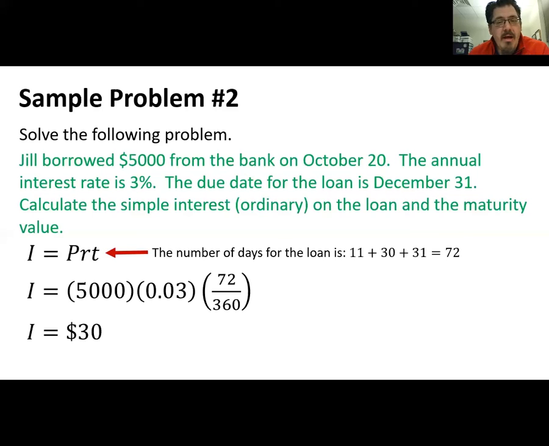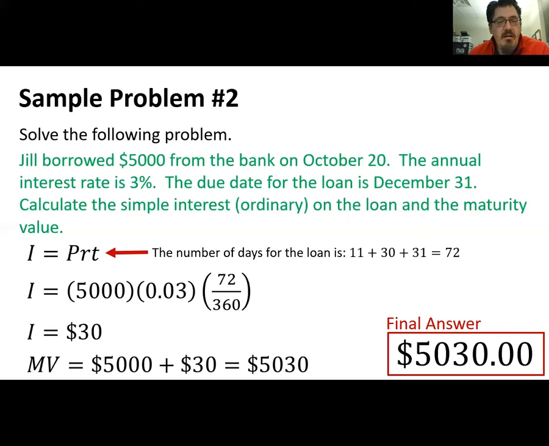Now, the other thing we want to calculate is what's called the maturity value. So essentially, that's what Jill's going to have to pay back. So the maturity value is the initial $5,000 that she paid plus the $30 in interest that accrues. So she's going to have to pay $5,030 back in order to settle the debt with the bank. All right. So when all's said and done, like I said, she's going to pay back $5,030. That includes the principal and the interest that accrues.